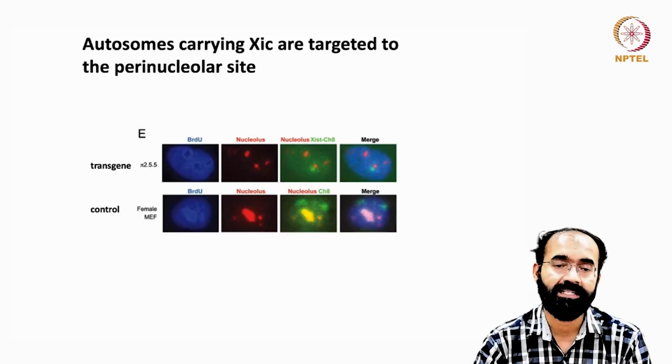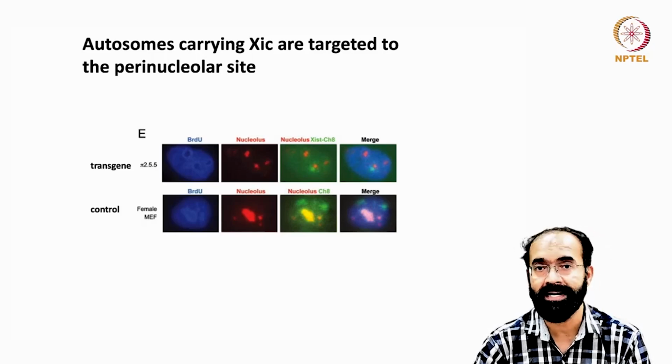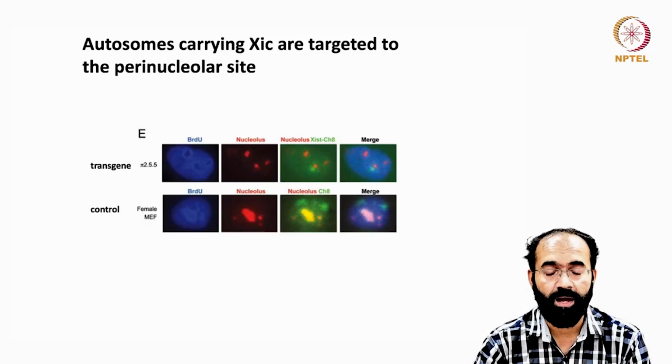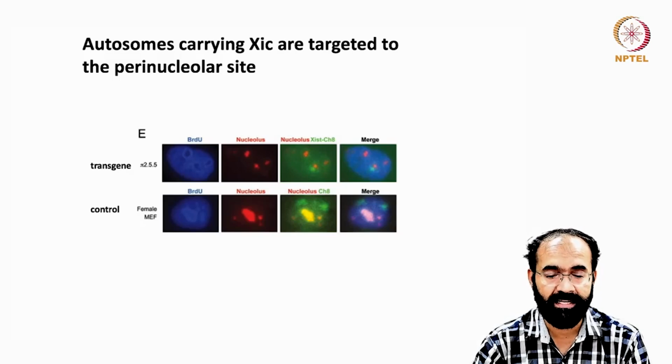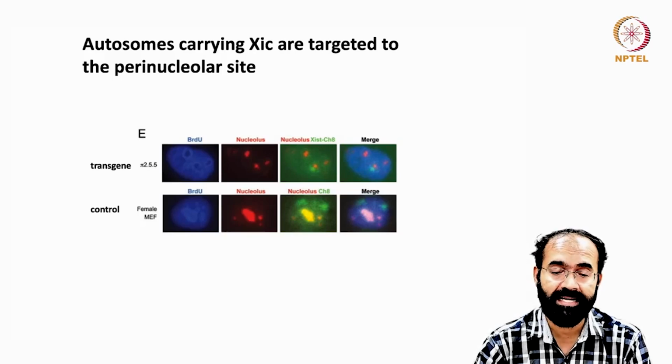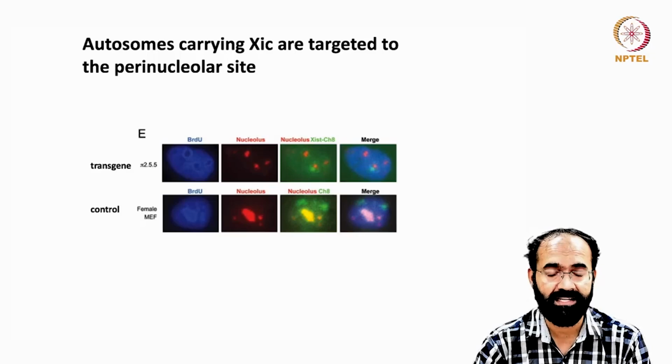The bottom panel is the control, meaning they have not received any modification; the X inactivation center is untouched. Whereas in the transgene, you have the X inactivation center inserted onto an autosome. This is BrdU, a nucleolus staining in red, and then you have Xist, now attached onto chromosome number 8 in this experiment, whereas in the bottom panel chromosome number 8 is normal. Wherever you see a red dot, that indicates the nucleolus, and wherever you see a green dot, that indicates the X inactivation specific transcript is present.